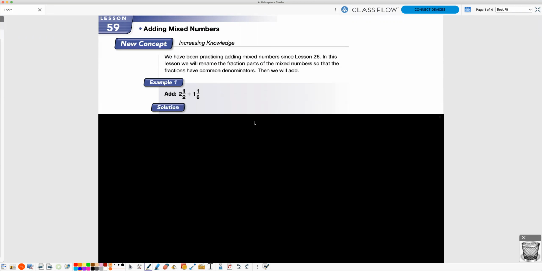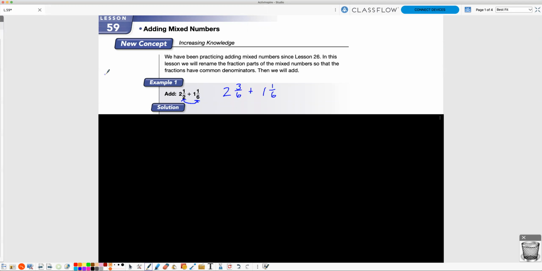So here's an example. 2 1/2 plus 1 1/6. This 2 and this 6 have to have a common denominator before they can be added together as mixed numbers. So in this case, it looks to me like I would want to rename both of them with a common denominator of 6. So this one would be the same as 2 3/6 plus 1 1/6. The 1 1/6 remains the same because it's already got a denominator of 6.